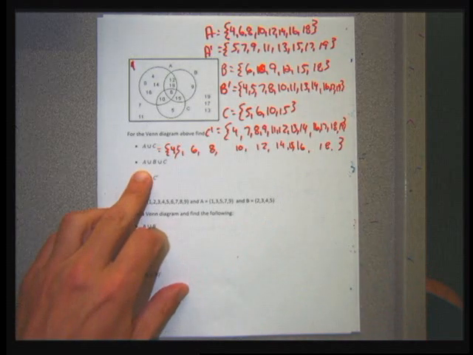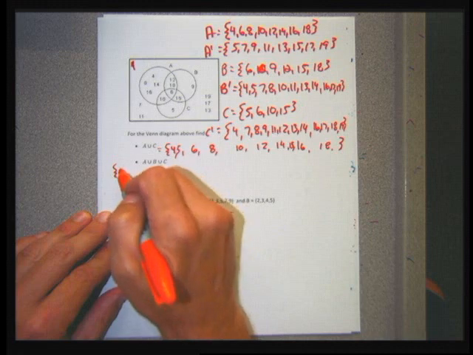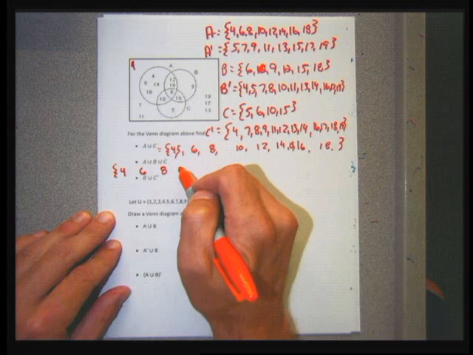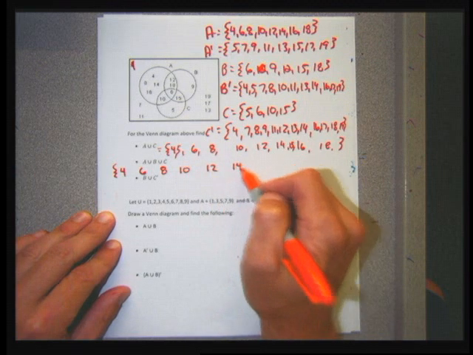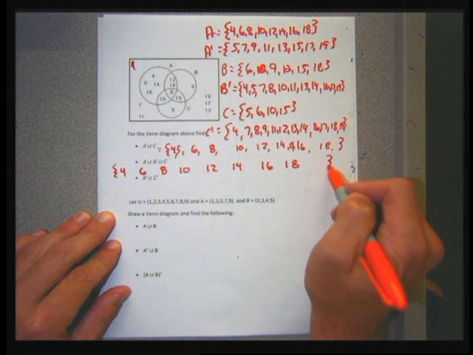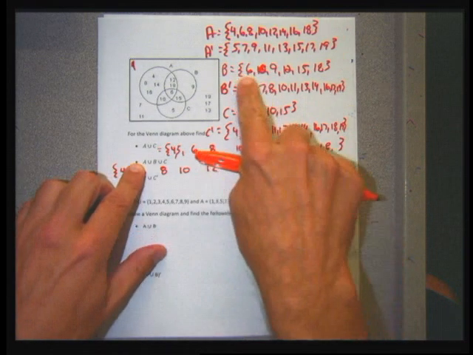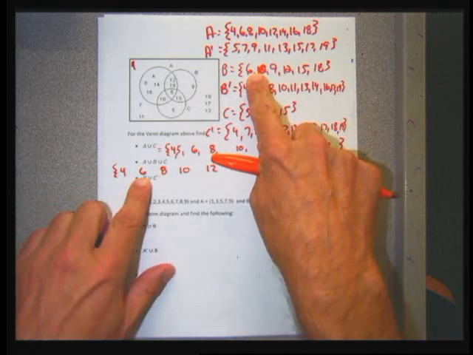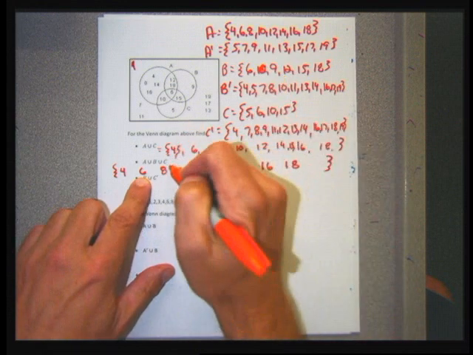A union B union C, I start by writing down all of the A. So A is 4, 6, 8, 10, 12, 14, 16, and 18. That's the beginnings of A union B union C because that's A. Now I'm going to go to B and add anything I don't already have on the list. So I'm looking at B. B has 6. 6 is already there. I don't need to write it. Next thing in B is 9. It's not already in there. I'm going to write it in.